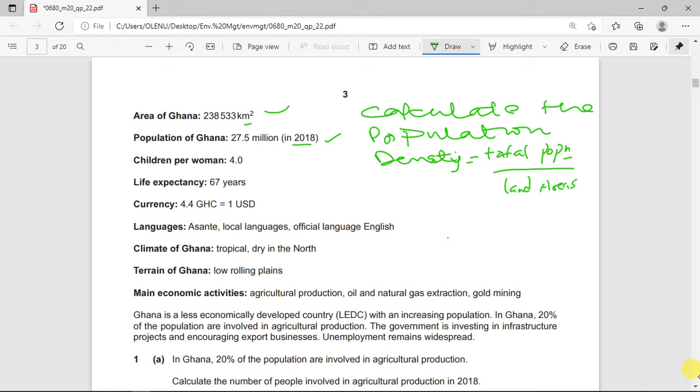Now, the children per woman is 4.0. That means a single woman in Ghana is expected to give birth to 4 kids. The life expectancy is 69 years, and the currency is the Ghana cedis, and 4.4 Ghana cedis is equivalent to $1. The languages in Ghana are Ashanti as a local language, and officially they use English. The climate of Ghana is tropical, but usually dry in the north, and the terrain is low-lying plains.